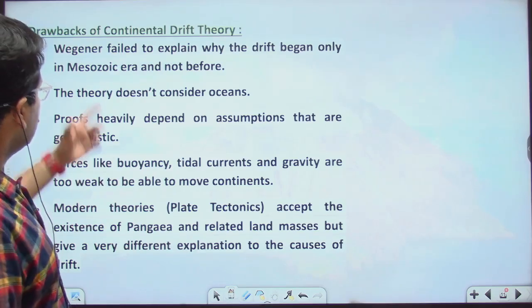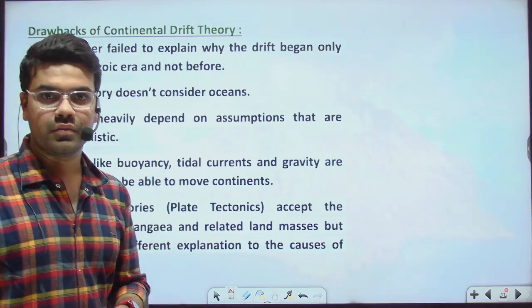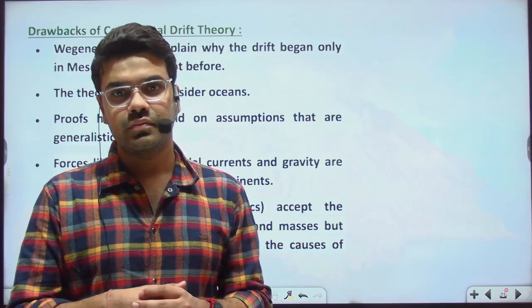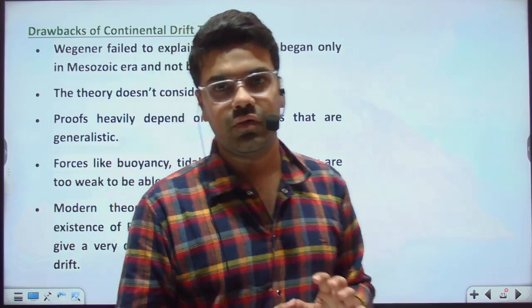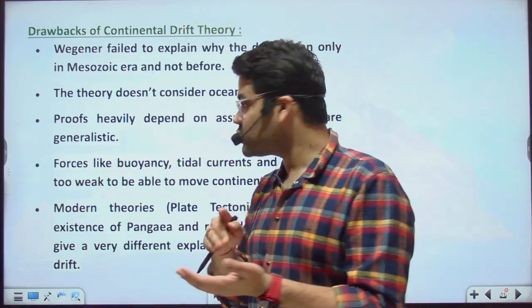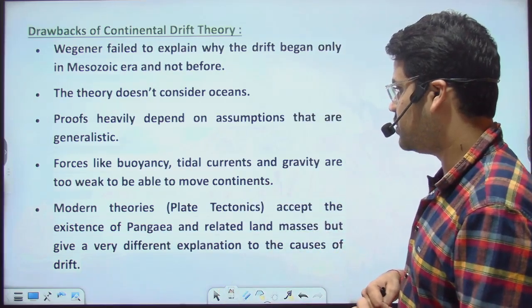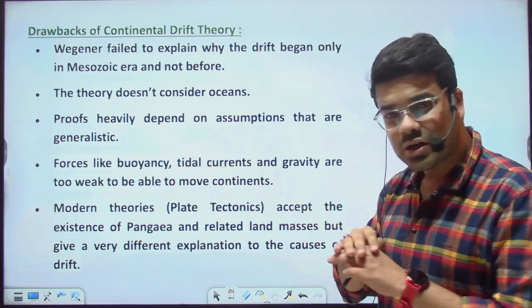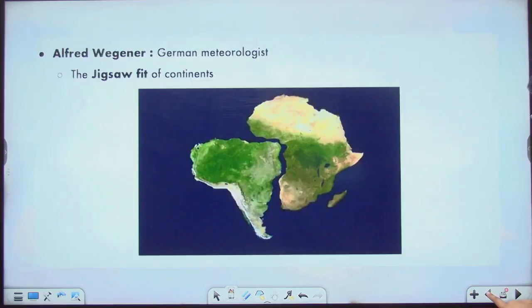Okay, Wegener said that drift began only in the Mesozoic era. Why not in the pre-Carboniferous era, pre-Cambrian era? It is actually geological time scale, not at all relevant from your GS point of view. So the time scale was also not properly explained by Wegener. Especially, the forces like buoyancy and tidal that he talked about are not at all enough to move these continents. Okay, but is it so?